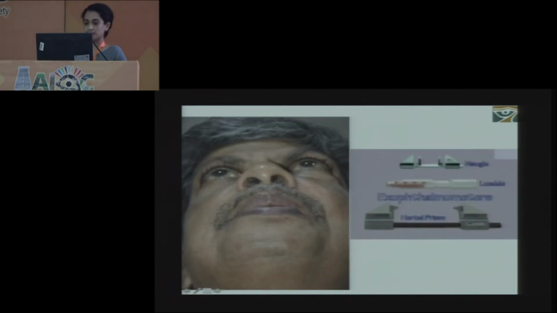So this is a 46-year-old man with proptosis of the left eye. What view is this? Worm's view. What is ant's view?